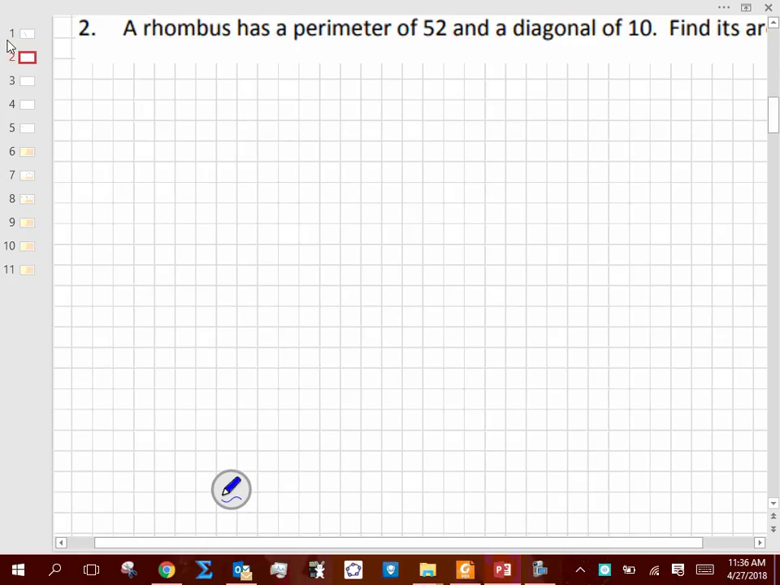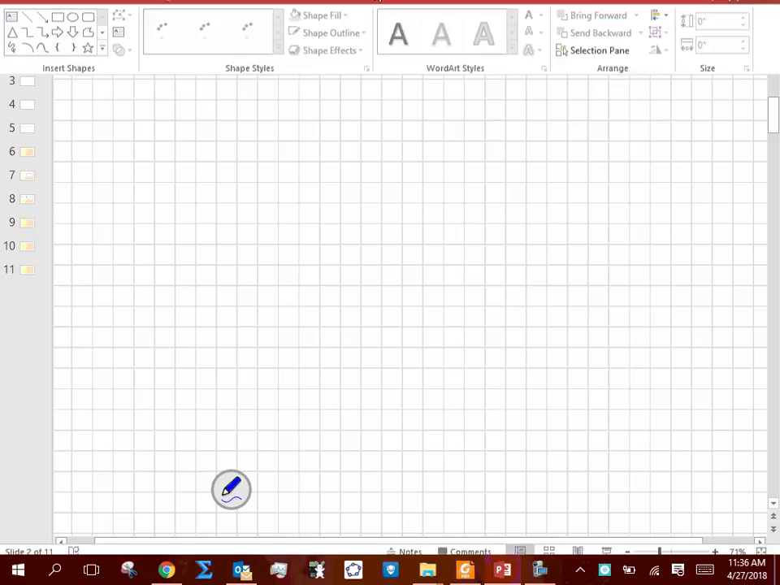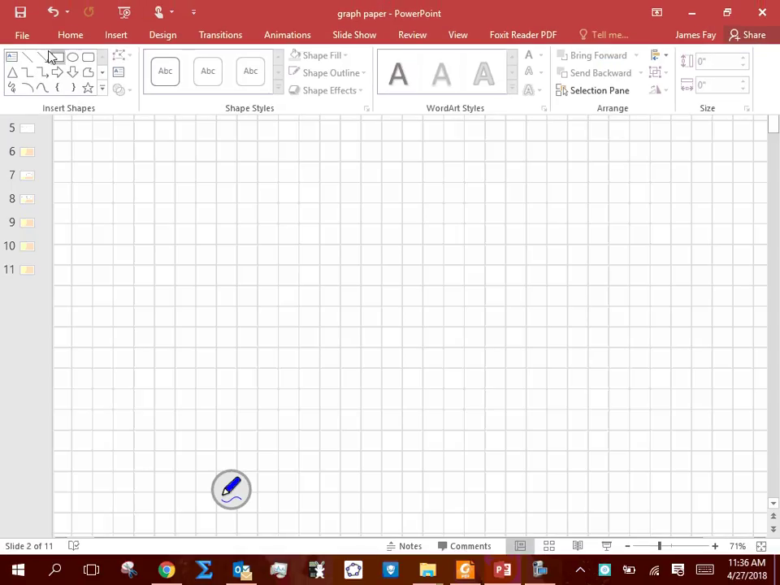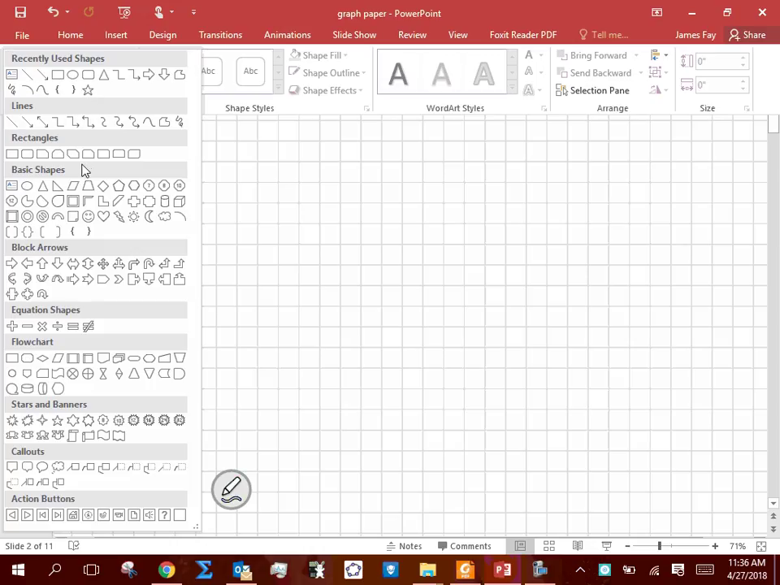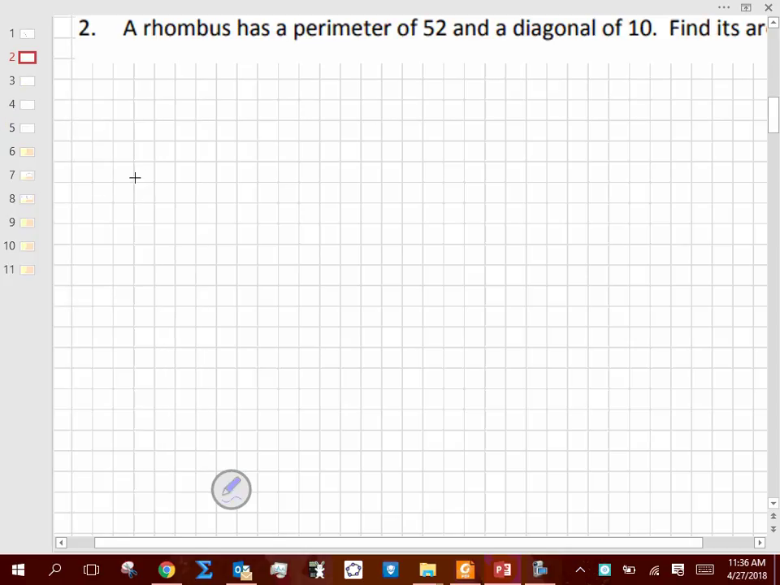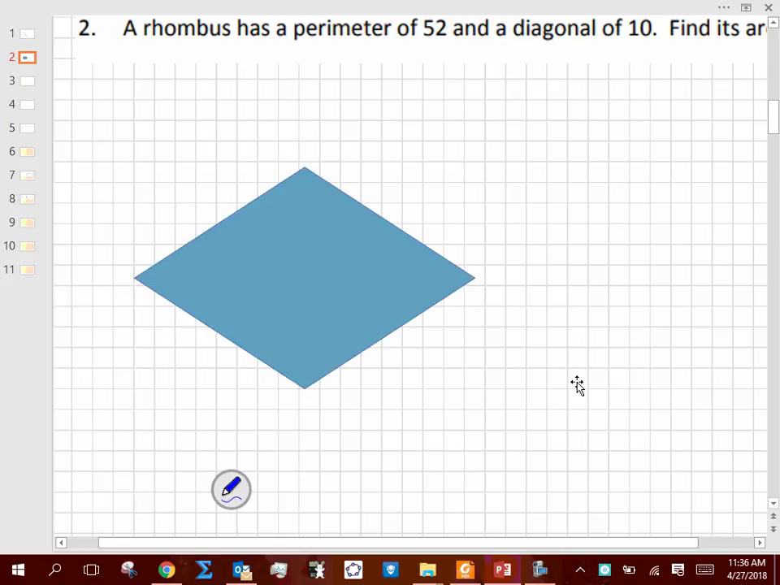All right, so this one's a rhombus. We did this one yesterday, right? Or something similar to it. I don't know if I've got, there we go. Rhombus tool here.